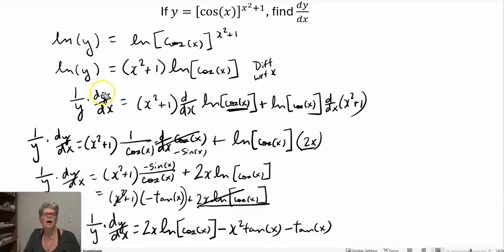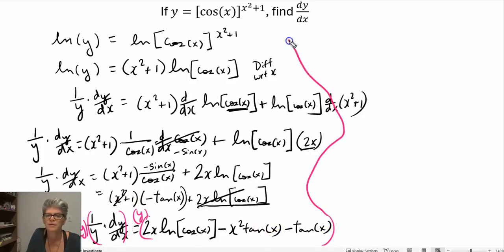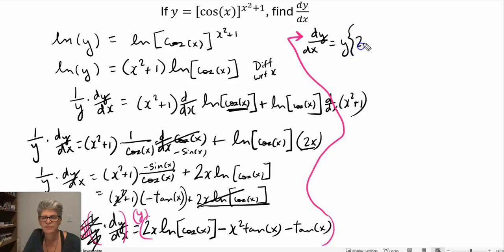Okay, now I want dy dx. And over here, I've got 1 over y times dy dx. So how about I multiply both sides by y? If I do that, I'm going to come up here. Well, y times 1 over y, that goes away. I'm going to have dy over dx equals y times all of that.